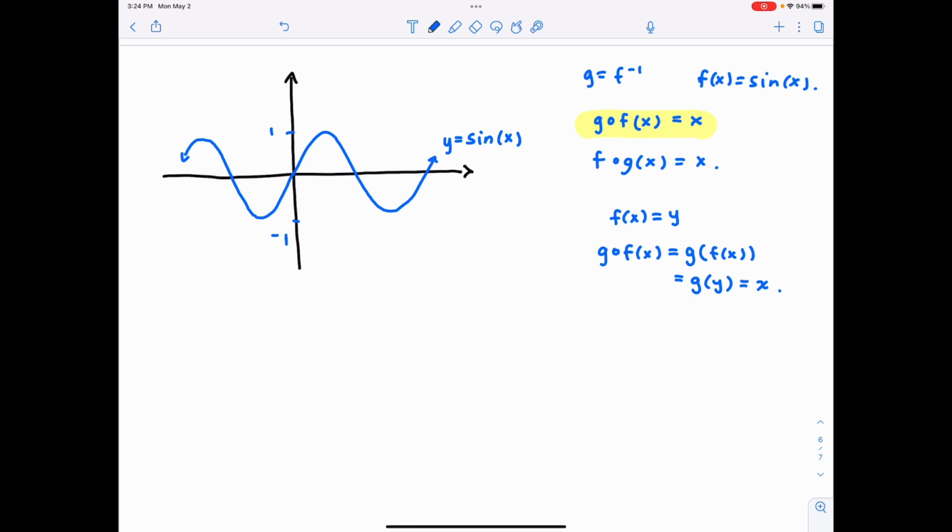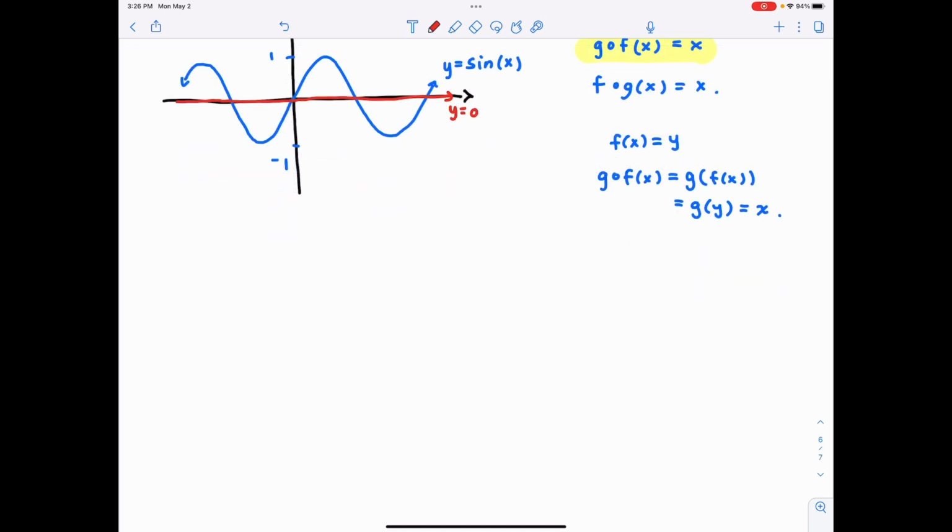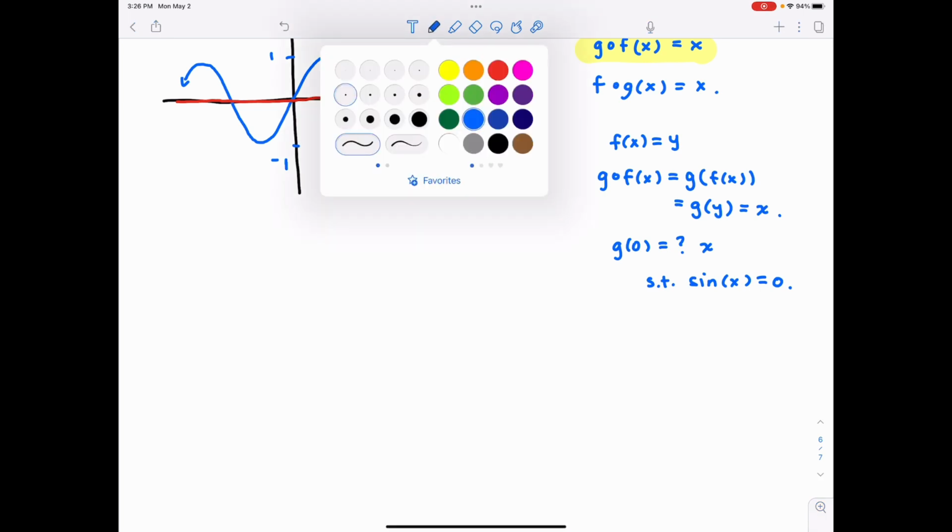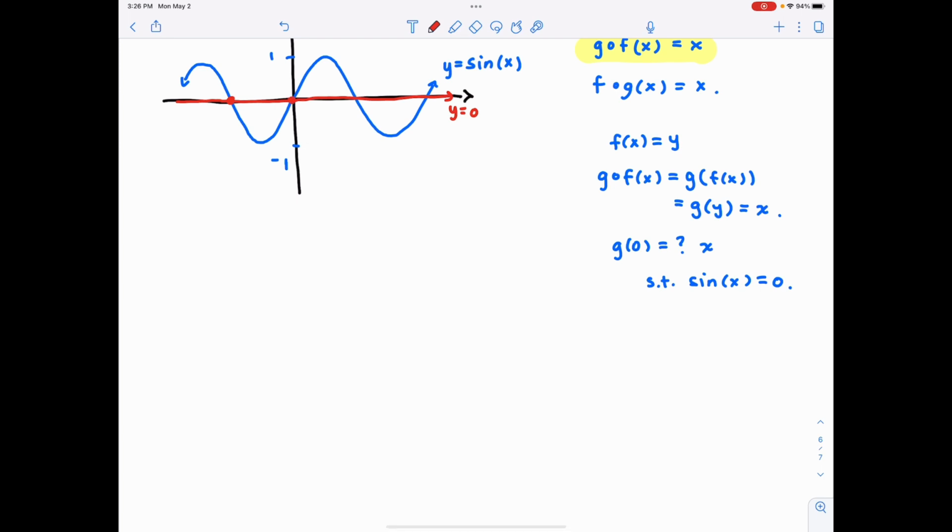However, if we take a look at our graph of the sine function, for example, I could look at what happens at the y value of 0. So here's the line y equals 0. Imagine I was trying to figure out what g of 0 should be. That's like saying take the y value 0 and output the value of x, such that sine of x gives me 0 out of the function. So it's all the x values that produce a y value of 0. But notice there are multiple values where that happens: 0, pi, 2 pi, etc.